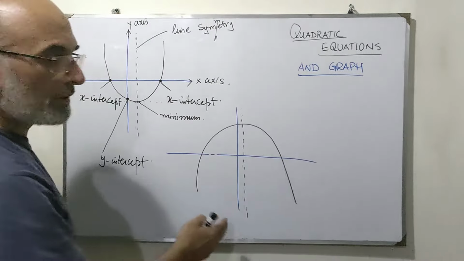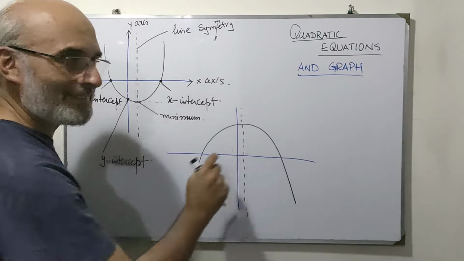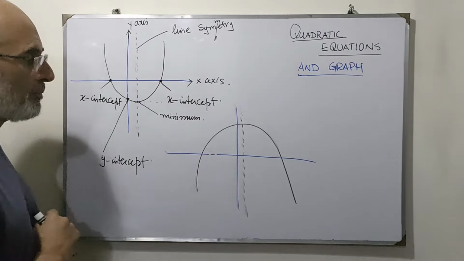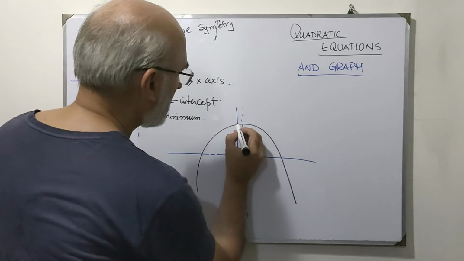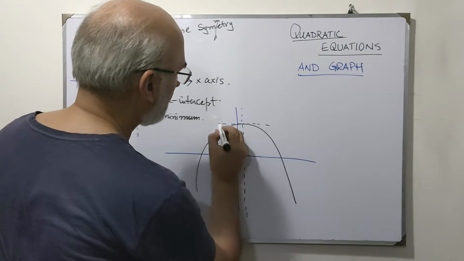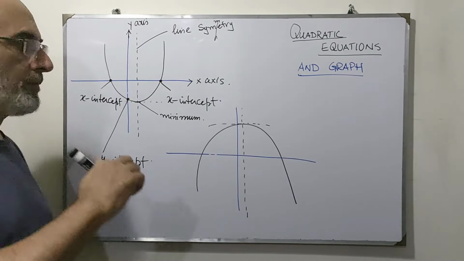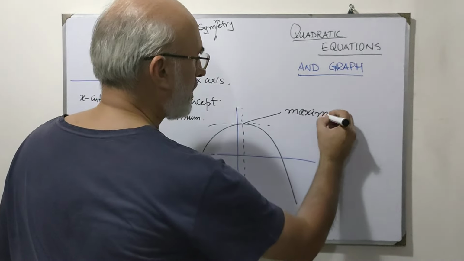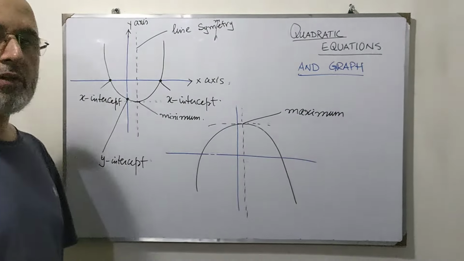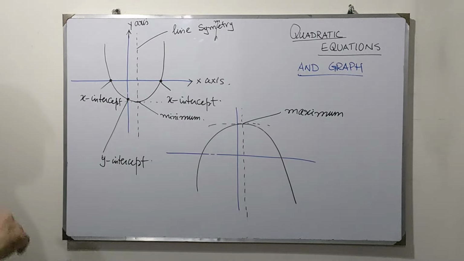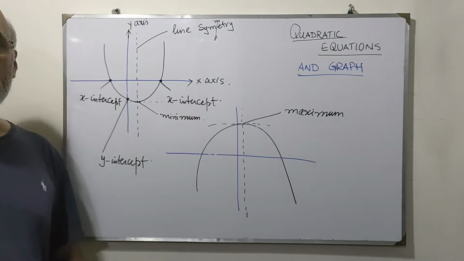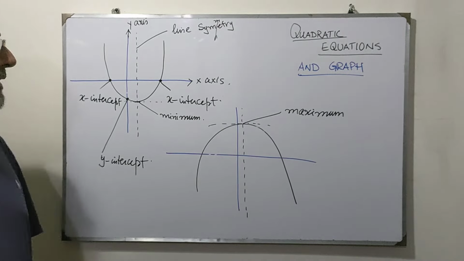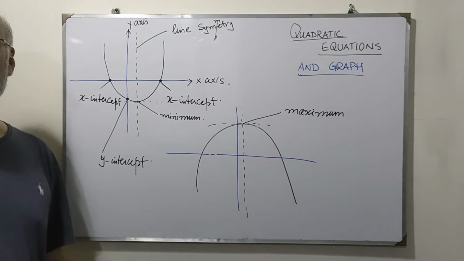The same is the case here. These 2 points are the x-intercepts. This point is the y-intercept, and this dotted line is the line of symmetry. But the tip of this curve here, since the curve is upward, is the maximum point. The maximum value this curve is going to give us is this, okay? So this was all about the graph, like what are we going to get from these graphs. So let's do a couple of examples and try to figure out how things are going.